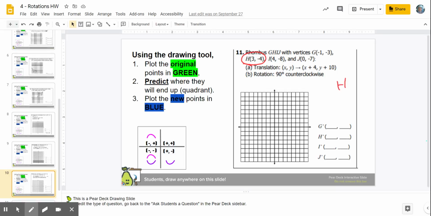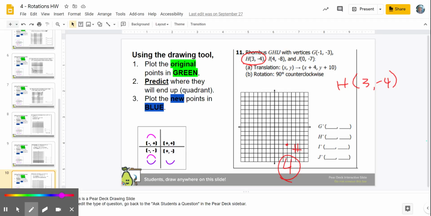So H starts at -4, 3. 1, 2, 3, 1, 2, 3, 4. What quadrant is H starting in? 4. What's my first step? What's that transformation telling me to do? X plus 4 and Y plus 10. Somebody unmute themselves and tell me what X plus 4 and Y plus 10 mean I do. Right 4 and up 10.